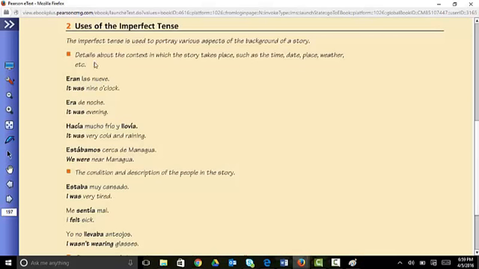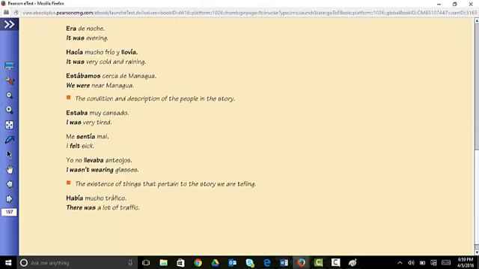So this example is saying when you tell what time it was when your story took place, when you tell what date it was, when you tell where it took place, and when you tell what the weather was like when your story took place, all of that is going to be in the imperfect. And when we're talking about time, whenever you tell the time, whether you're setting up a story or not, whenever you give the hour, like it was 1 o'clock, it was 2 o'clock, it was 3 o'clock, that's always going to be imperfect. You never put it into the preterite tense.